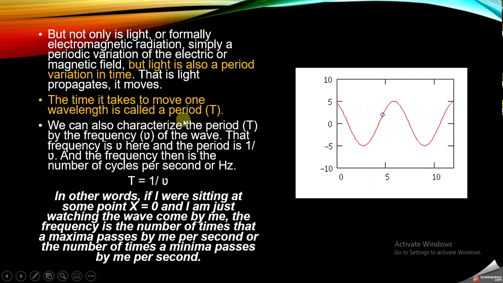The time it takes to move one wavelength is called a period. The period is represented by T. We can also characterize the period by the frequency of the wave. That frequency nu is equal to 1 by T, or you can say that the time period is inversely proportional to the frequency of the wave. So if I were sitting at some point, let's suppose x is equal to 0, and I am watching this wave coming by me, then the frequency is the number of times that this maxima passes by me per second, or the number of times this minima passes by me per second. That will be the frequency of the wave.